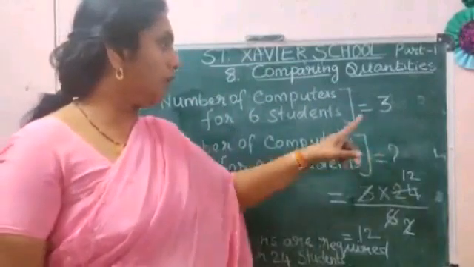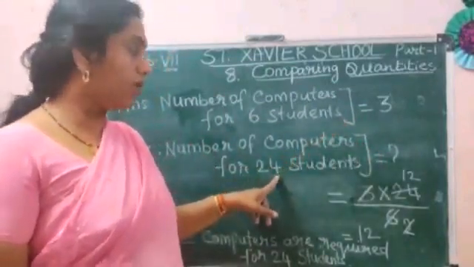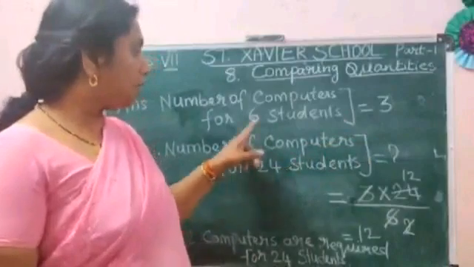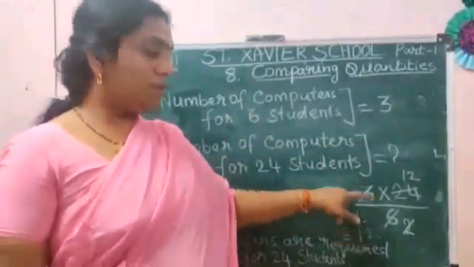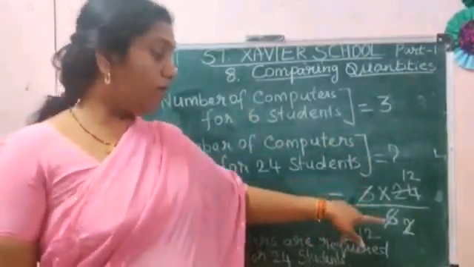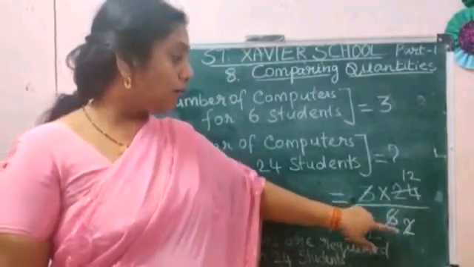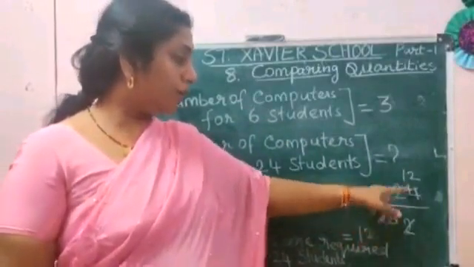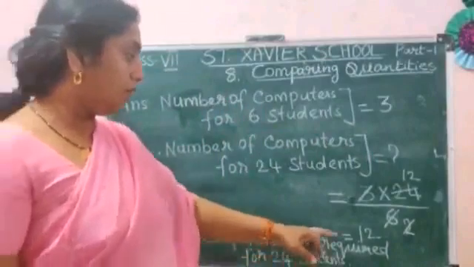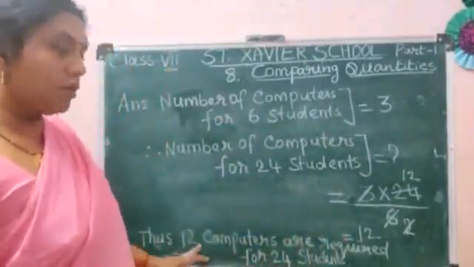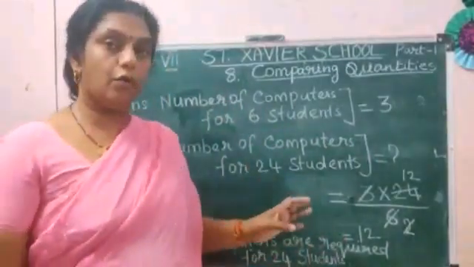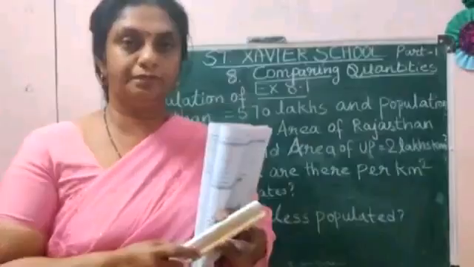24 into 3 or 3 into 24, both are going to be the same. So 3 into 24 divided by 6. 6 and 3 can be simplified: 3 twos are 6, so 2 times. And 2 can be simplified with 24: 2 twelves are 24, so it will become 12. Therefore the answer is 12. Thus 12 computers are required for 24 students.